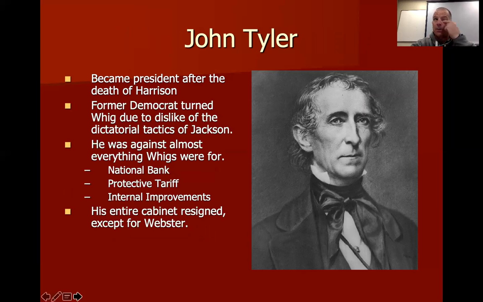So the other thing about William Henry Harrison, if you remember from a couple chapters ago, is he won the presidency under the title of Whig. He's a member of the Whig Party. Remember, the Whig Party is a party that hated Andrew Jackson.